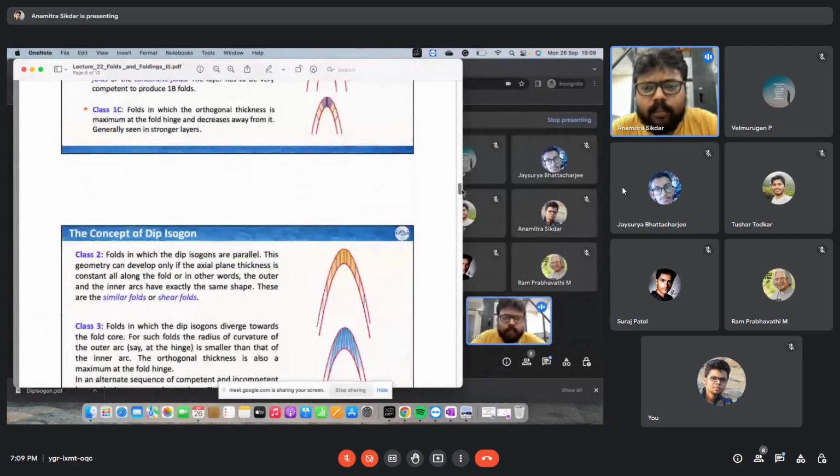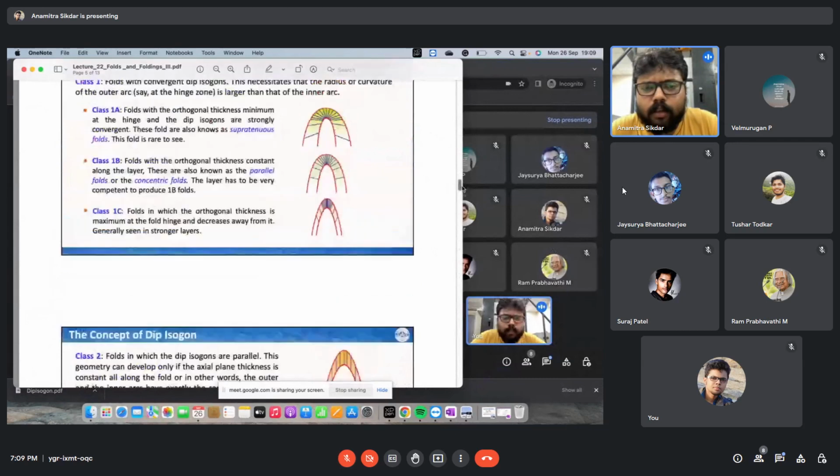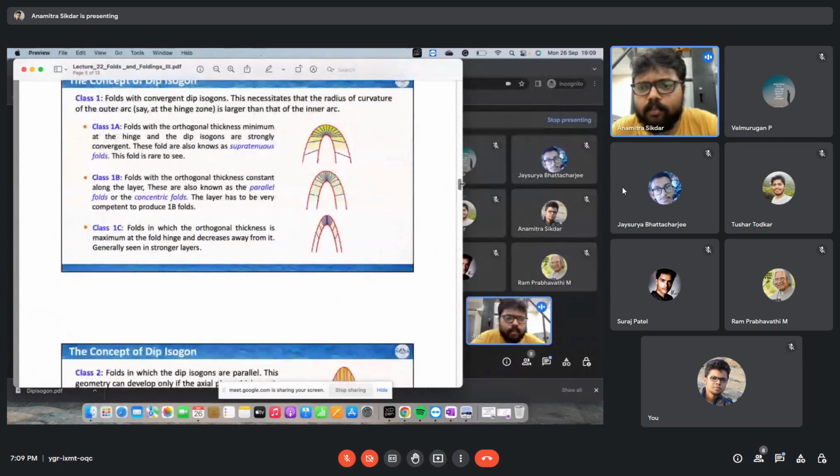Okay, so mostly you don't have to worry that much, because these classifications are based on how the deep isogons are converging, right? Deep isogons are those lines which connect the points of intrados and extrados which have equal depth, right?